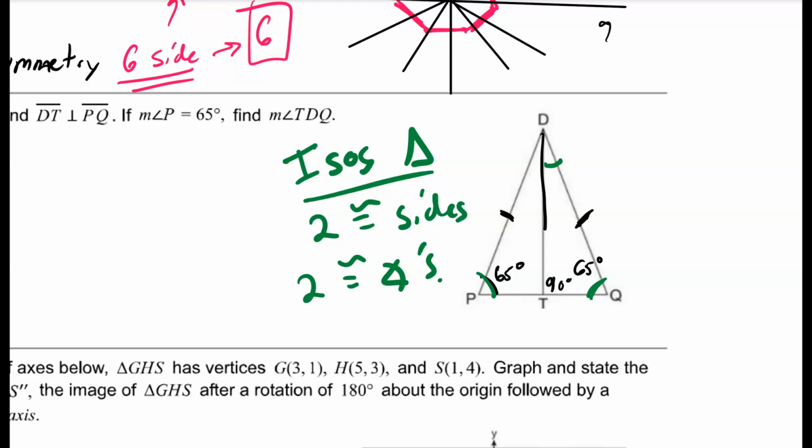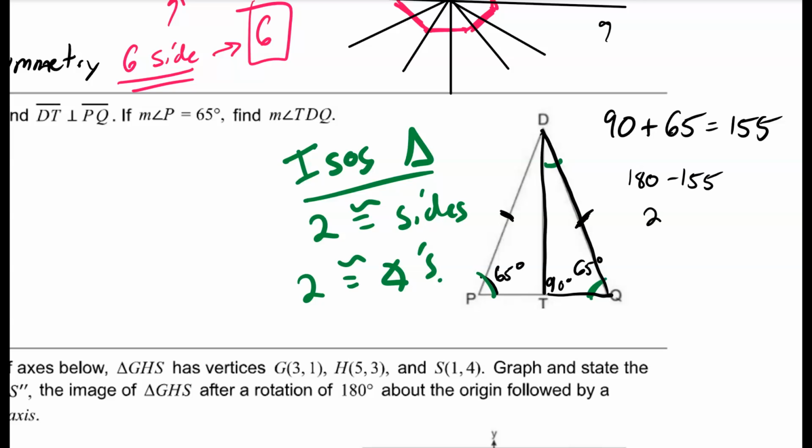So if I'm just looking at this right side triangle right here, I know that all the angles in a triangle should sum to 180 degrees. I already have 2 of them, 90 and 65. When I add those, I get 155. And to figure out my missing piece, I'm just going to subtract that from 180. So when I subtract 155 from 180, I find that my missing angle measure is just 25 degrees.